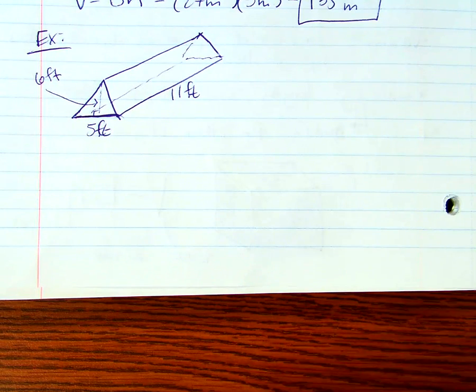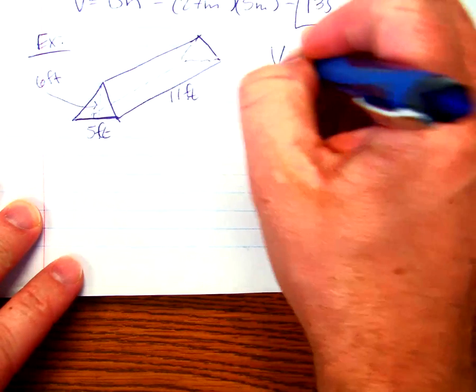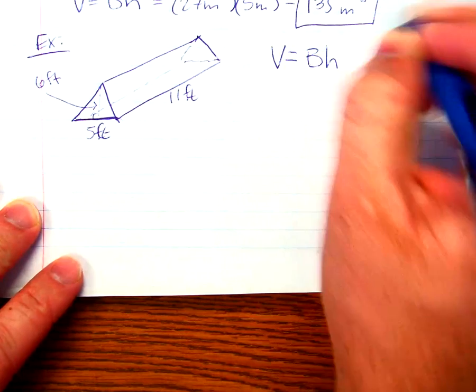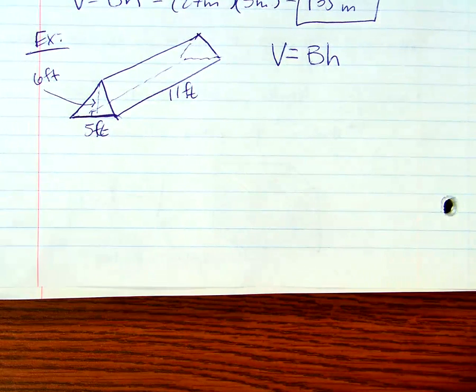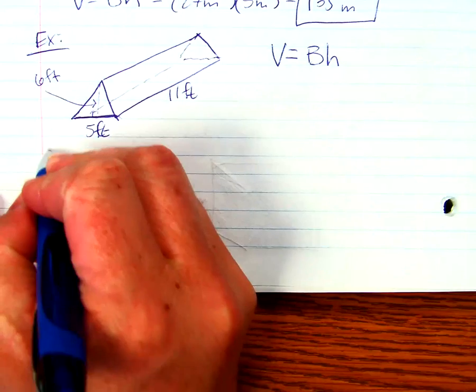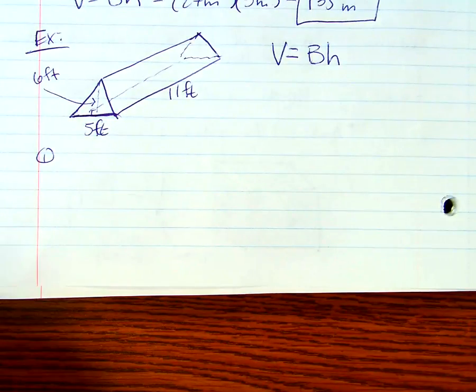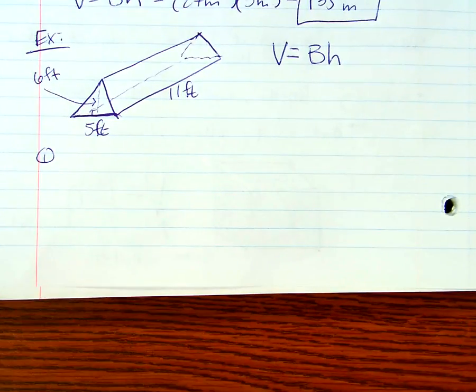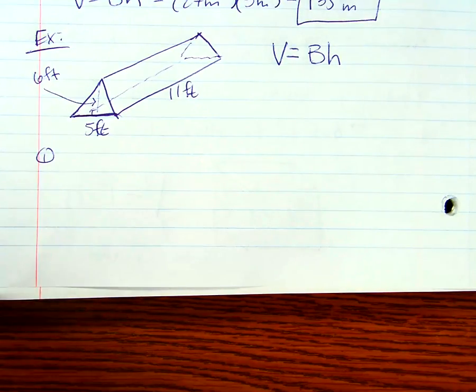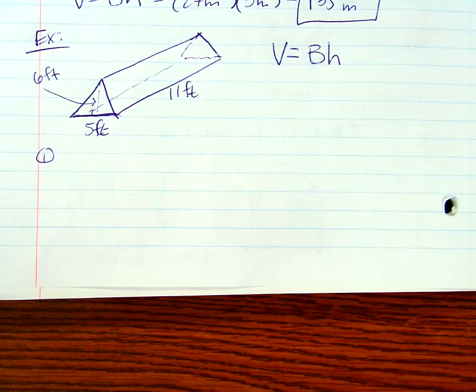We are still finding the volume, so we still have that same formula, the area of the base times the height. Step 1, if you remember from the last example, said figure out what that shape is. So the question right now, and please raise your hand if you have a response, what shape is the base of this diagram? Raise your hand when you know. What shape is the base of this diagram? What's the shape of the base of this object?